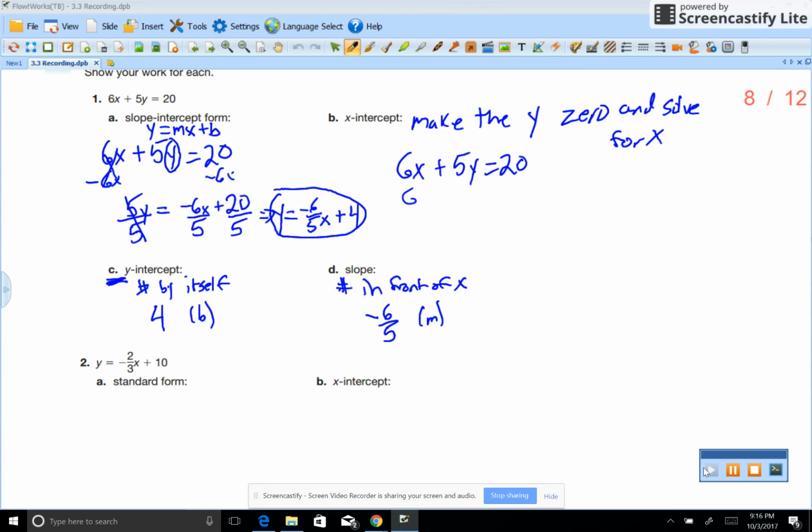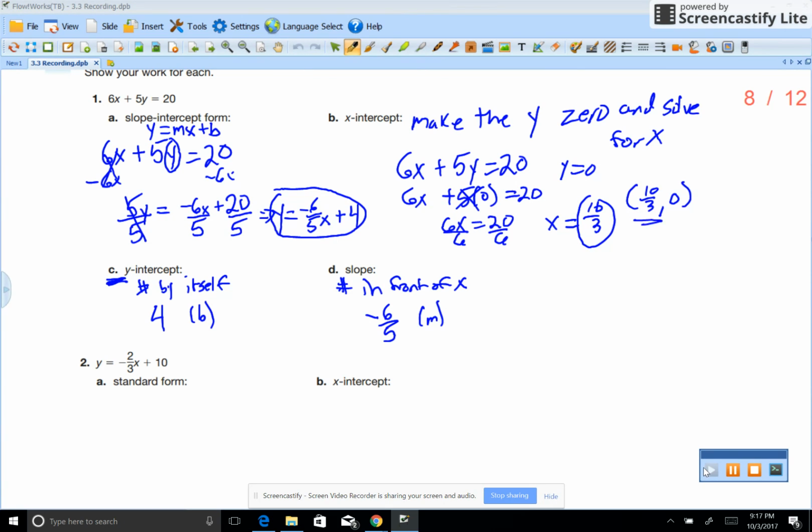Now we're going to make the y 0, so we're going to keep 6x plus 5, not times 1 anymore, times 0 equals 20. So 5 times 0, that's going to go away. Cross it out. I'm left with 6x equals 20. Solve for x, divide by 6, and get x equals, if you reduce it, 10 over 3, or 3.3333333. That is your x-intercept. Write it out as a coordinate: 10 over 3, comma 0.